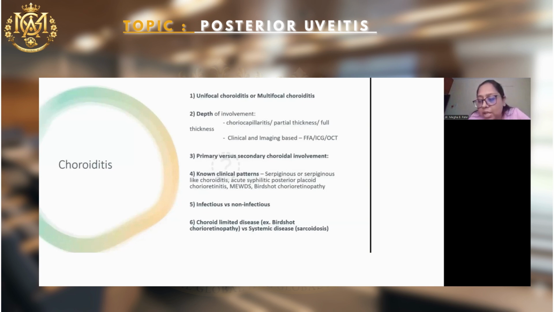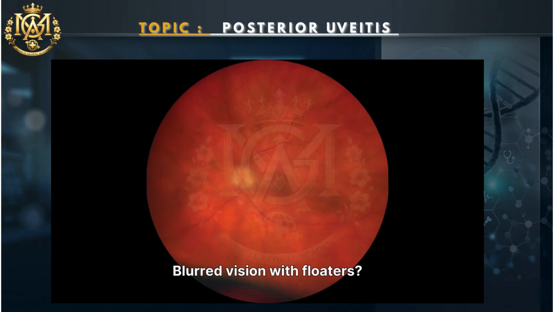Then going ahead, third point, there are certain patterns which helps us to know whether it is a primary choroiditis or a secondary choroidal involvement. If it is a primary choroiditis, then it can be like patterns like choroiditis like choroiditis, serpiginous-like choroiditis, infections like syphilis, and blurred vision with floaters.